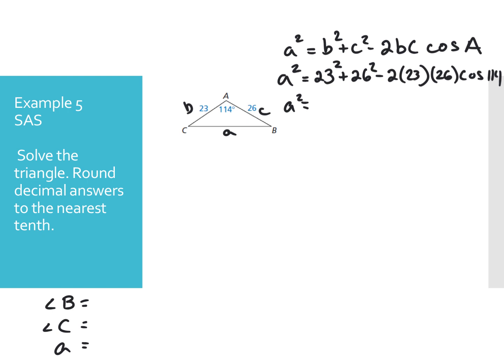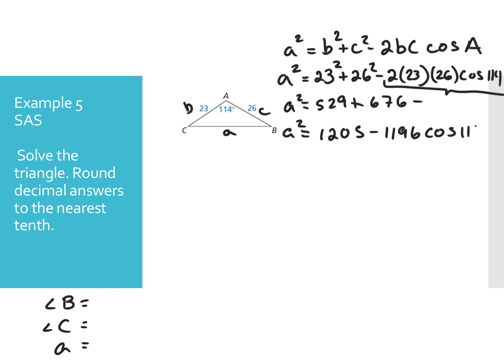That's going to be 529 plus 26 squared. That is 676 minus this remainder thing. Now that's going to be A squared. So 529 plus 676 is 1205 minus 2 times 23 times 26 is 1196, and then times cosine 114.